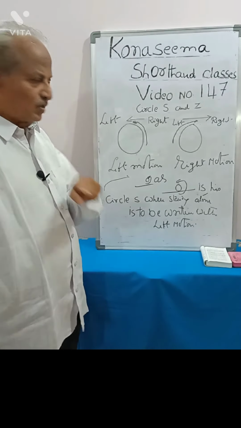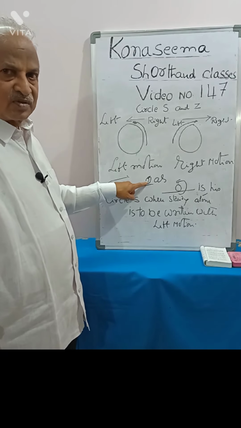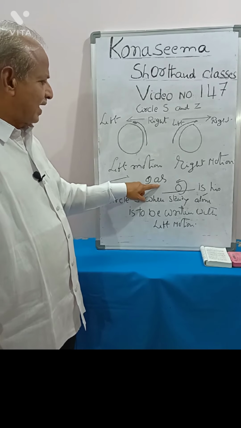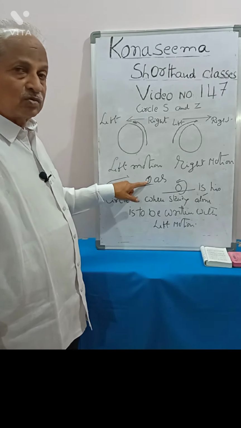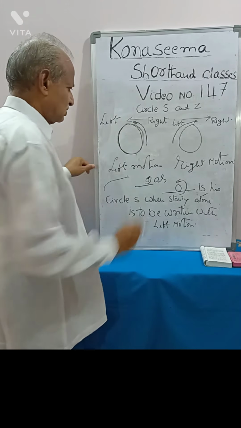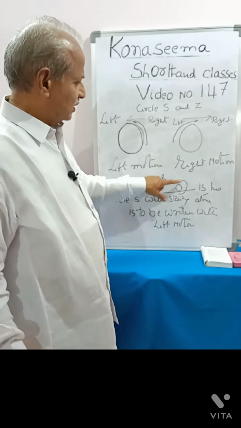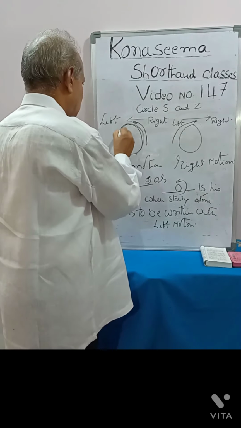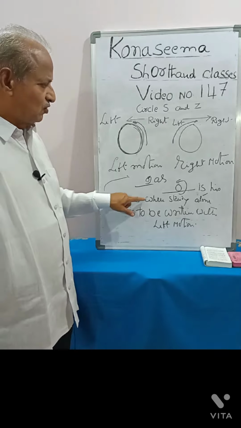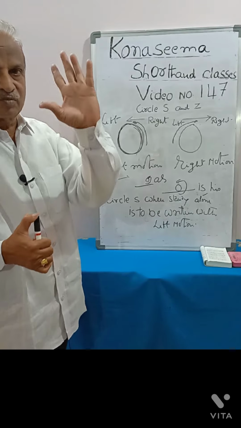Please see the next page. There the circle is above the line. Circle above the line is called as. Then how to write this circle? This circle is to be written like this. Like that, the circle on the line is to be written with left motion. So again I will repeat, circle S when standing alone is to be written with left motion.